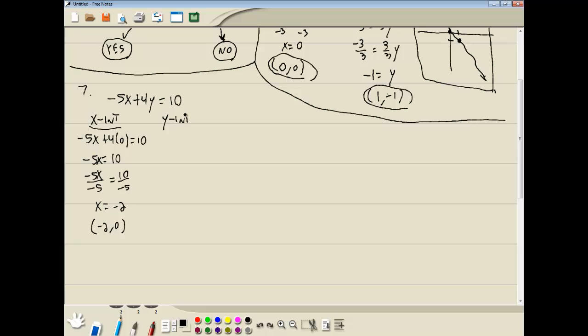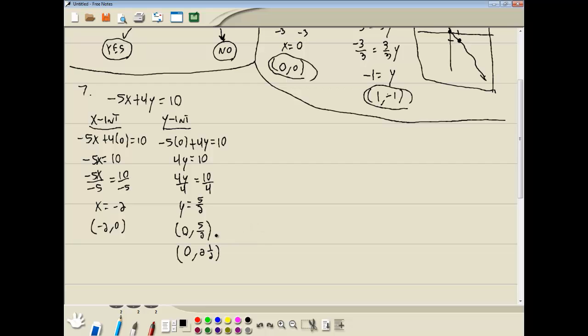Now for a y-intercept, again, we'll always plug 0 into the other variable. So I'll plug 0 in for x. So I got negative 5 times 0 plus 4y is equal to 10. Negative 5 times 0 drops away. So we got 4y is equal to 10. Divide both sides by 4. And 10 fourths reduces to 5 halves. So this point would be 0, 5 halves. Now it's best to convert this to either a decimal or to a mixed number. This would be 0, 2.5.